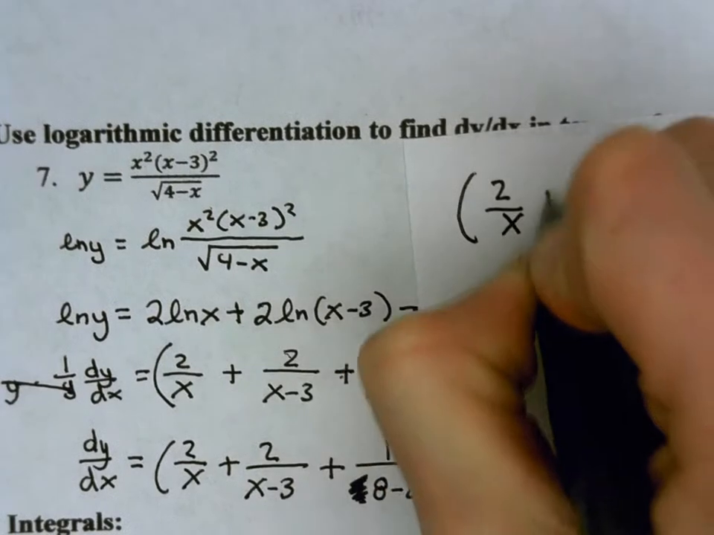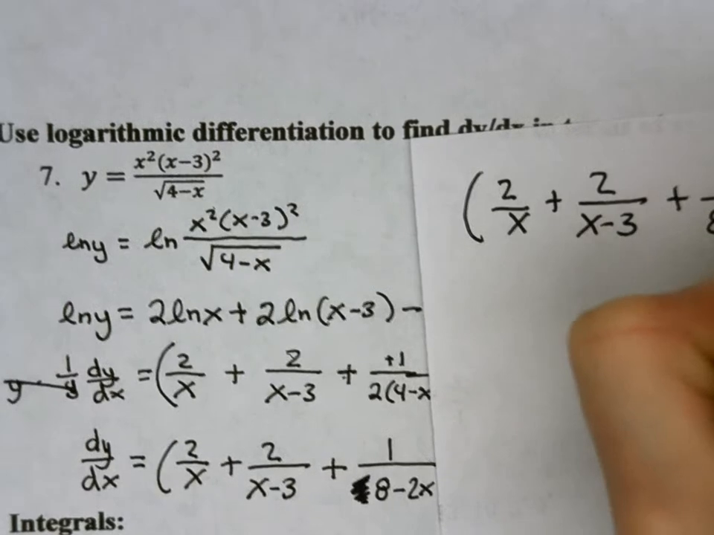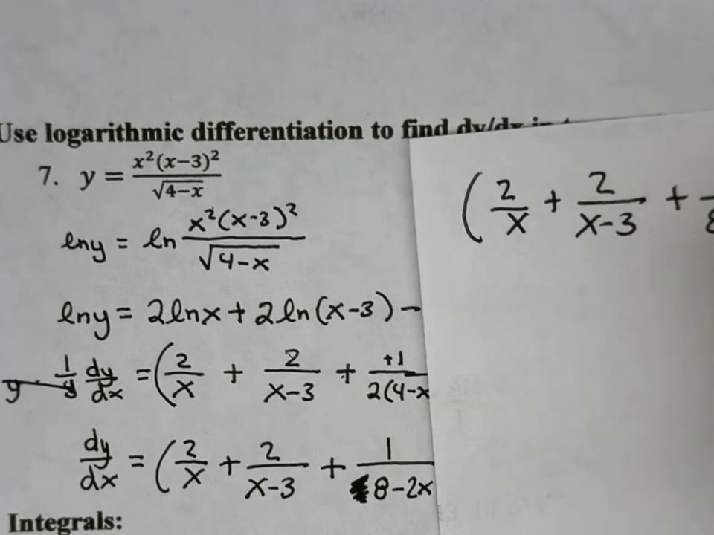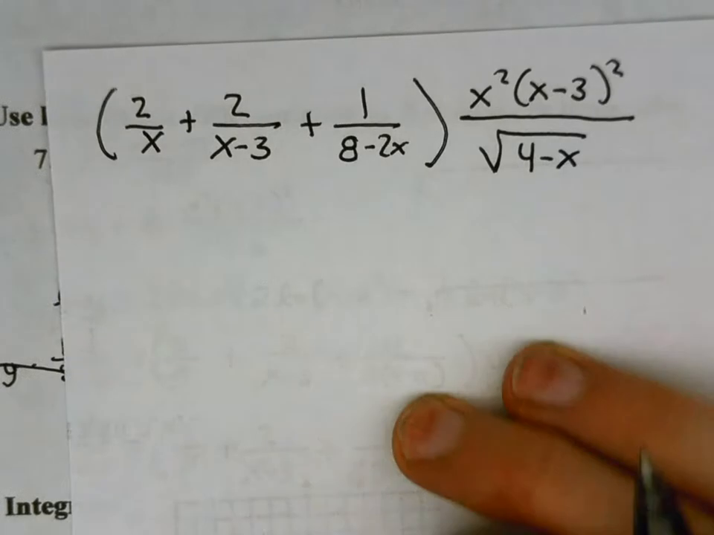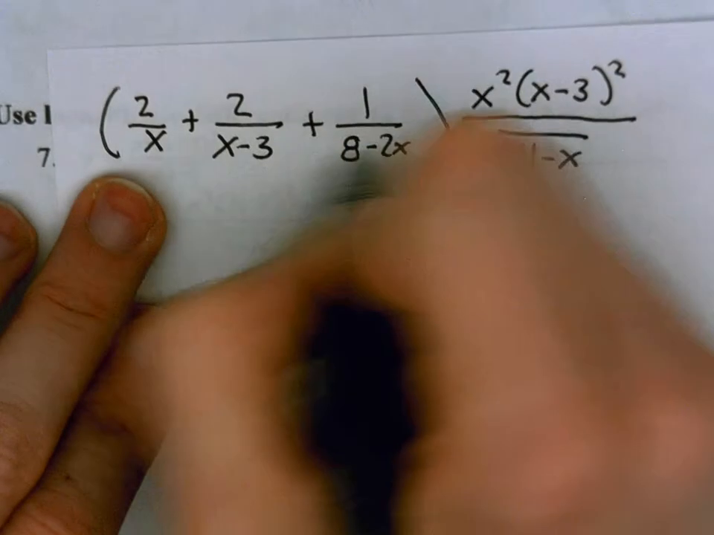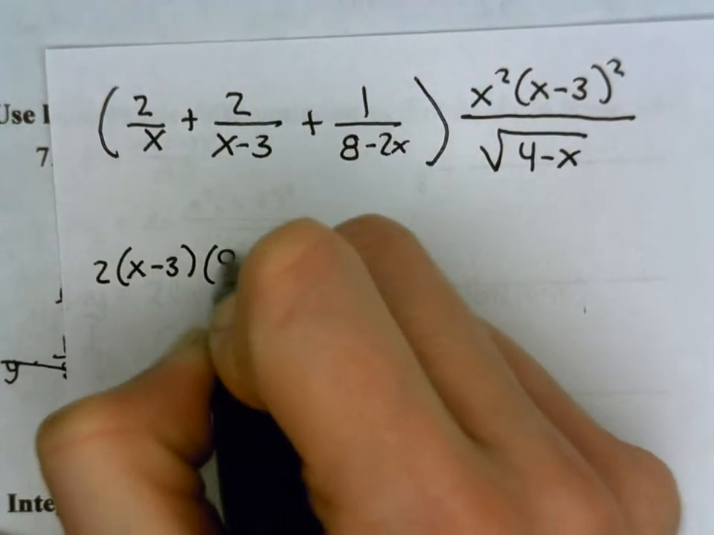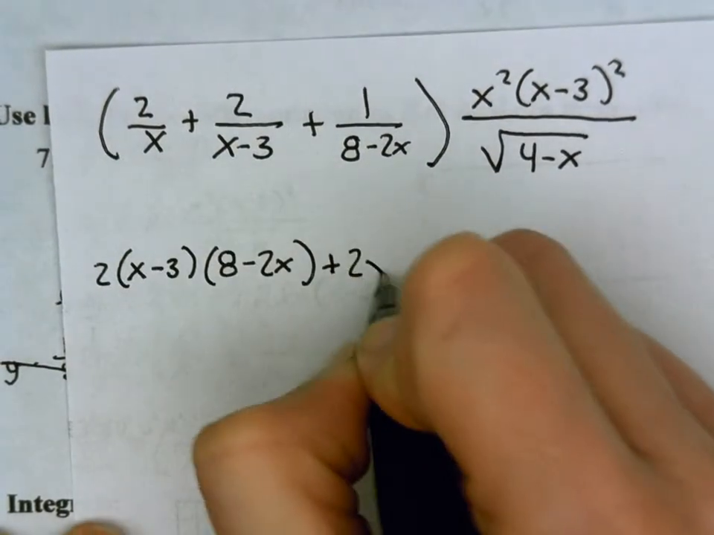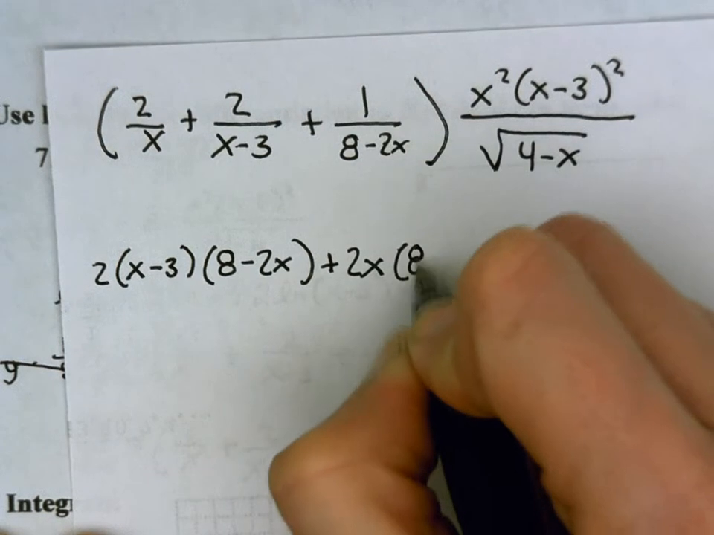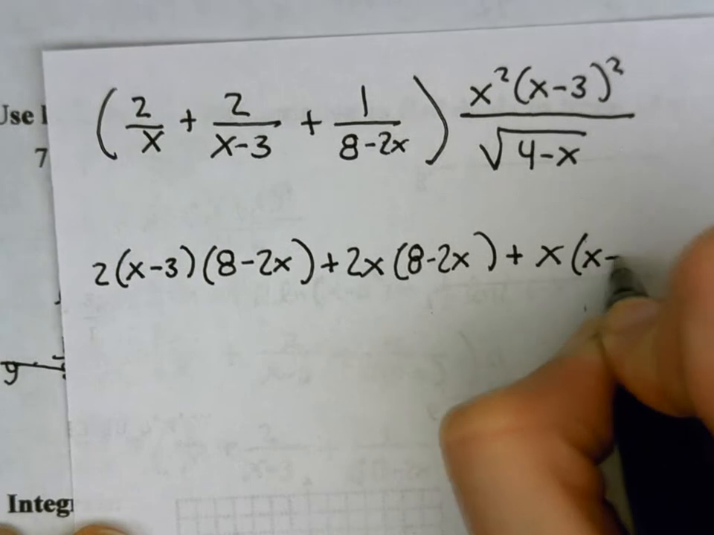2 over x plus 2 over x minus 3 plus 1 over 8 minus 2x, times x squared, x minus 3 quantity squared, over square root 4 minus x. Okay. So let's go ahead and do that, multiplying top and bottom by those 2 extra terms. So this first term is going to become 2 times the x minus 3 times the 8 minus 2x. Our second term is going to be multiplied by the x and the 8 minus 2x. And our last term is going to be multiplied by the x and the x minus 3.